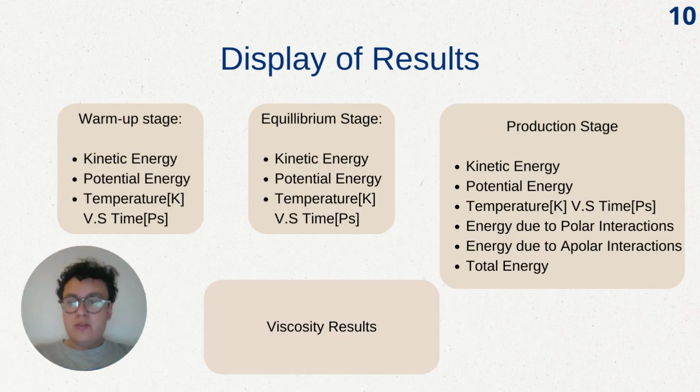So to display the results, we separated them into four different groups. The first three are the stages: the warm-up stage, the equilibrium stage, and the production stage, where we will be analyzing the kinetic energy, the potential energy, and also the temperature versus time. For the production stage, we'll also be analyzing the graphics that involve the energy due to polar interactions, apolar interactions, and also the total energy. And for the last part, we'll be analyzing the results of viscosity.